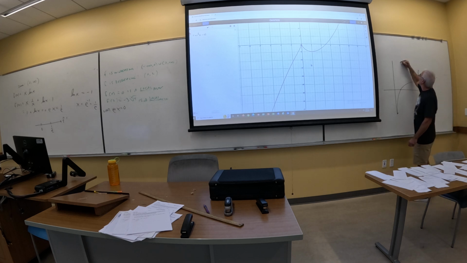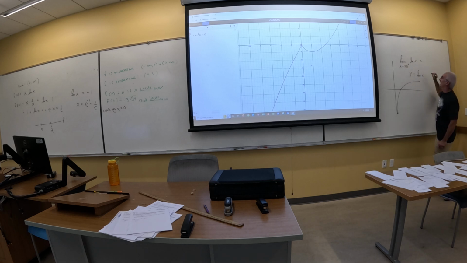can you answer this question for me? The limit as x approaches 0 from the right of log x. Can you answer this? Negative infinity. That is very important. It doesn't approach a constant, it goes down forever. We're going to use that to our advantage when we can.